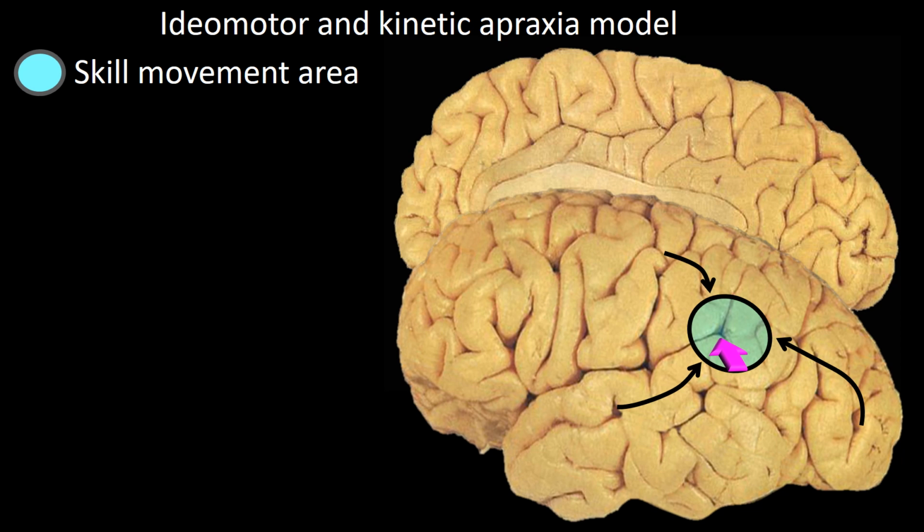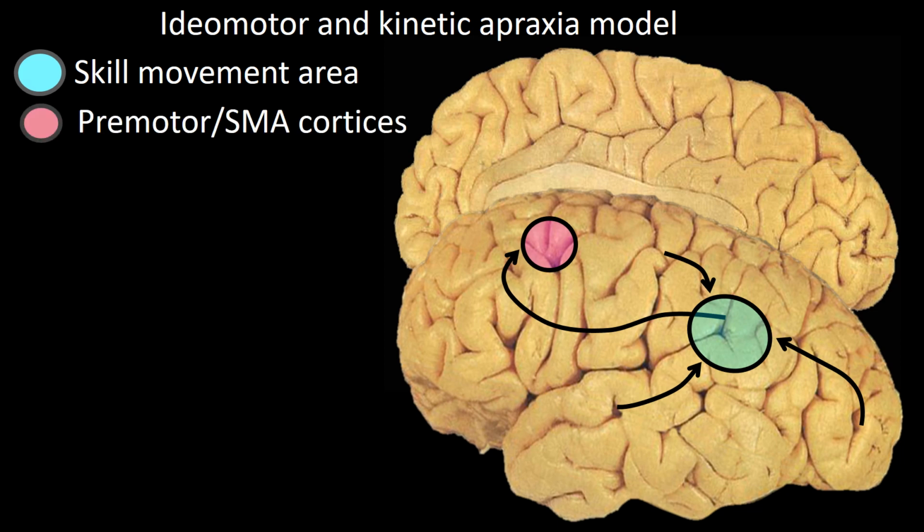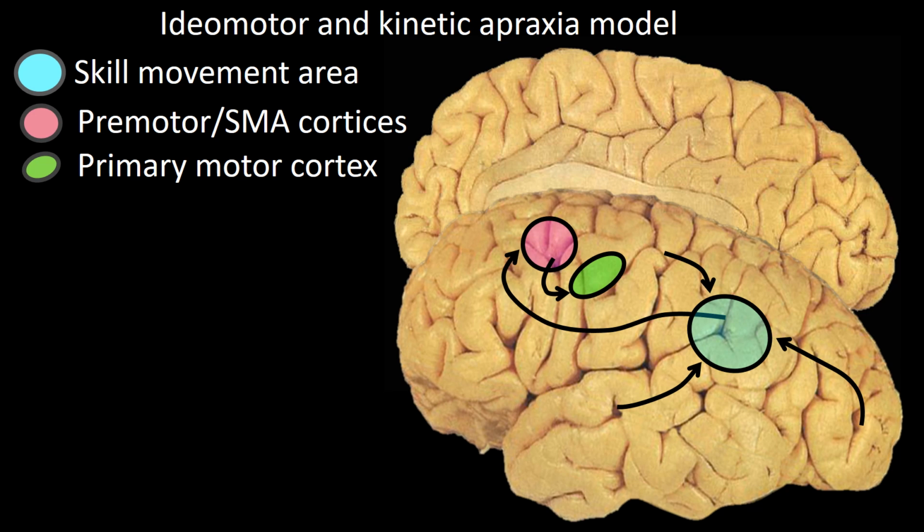From the skill movement area, through the arcuate fascicle, the signal will reach the premotor and supplementary motor areas. From these areas, the activity travels to the primary motor cortex and, by way of the genu of the corpus callosum, to the right hemisphere to make contact with the premotor and supplementary motor area cortices of the right hemisphere, but also to the primary motor cortex of the right hemisphere.